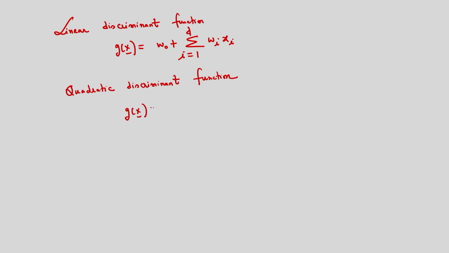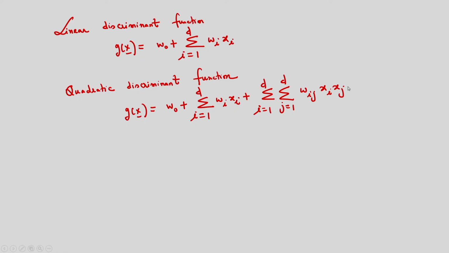g(x) is equal to w0 plus the sum for i equal to 1 to d, the d-dimensional feature vector, plus we are considering the quadratic term, the sum for i equal to 1 to d and j equal to 1 to d of wij xi xj. You can see wij is the interconnection between the nodes. The nodes I have already shown in my previous figure. So this is one equation for the quadratic discriminant function.